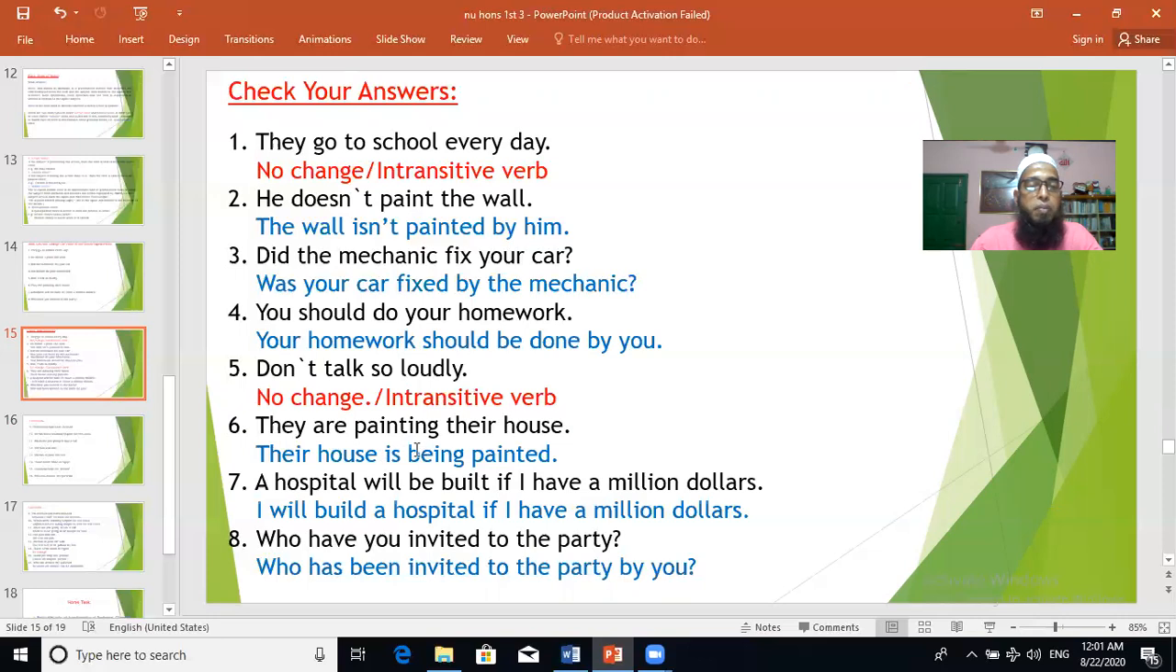So continuous tense remains the same tense, but in passive voice, you have to add the word "being" before the past participle form of the main verb. Their house is being painted.